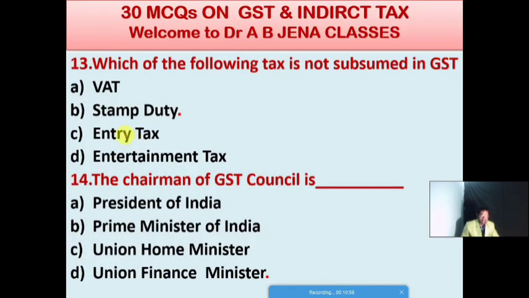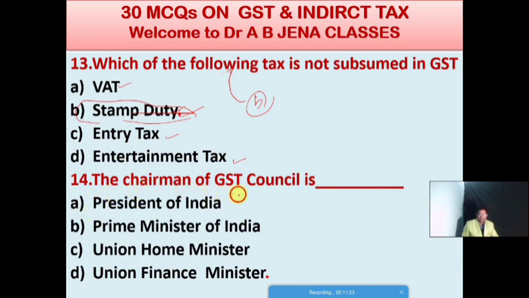Next MCQ. Which of the following tax is not subsumed in GST? First one is option A, VAT. VAT stands for value added tax. B, stamp duty. C, entry tax. D, entertainment tax. Dear friends, the right option is the stamp duty. So B is the right answer for this MCQ. Which of the following tax is not subsumed in GST? The stamp duty.